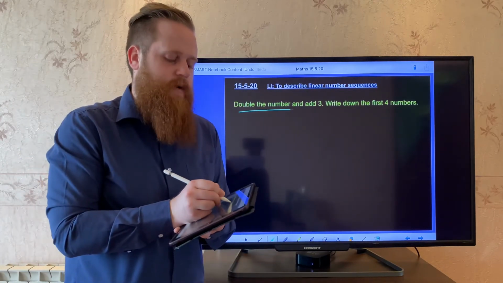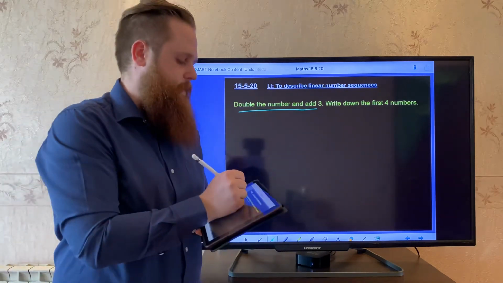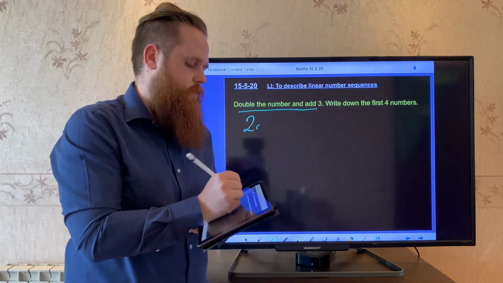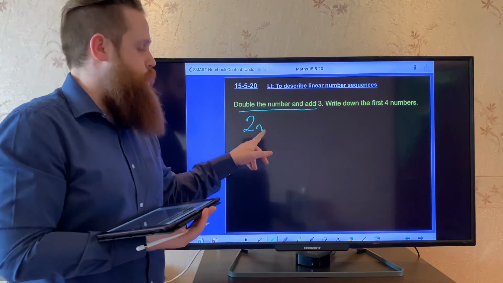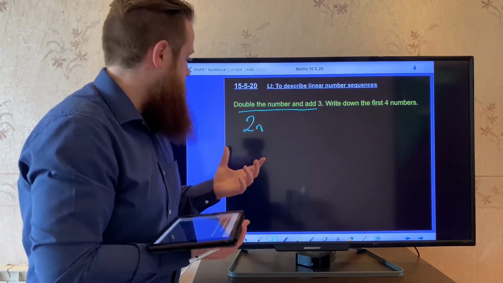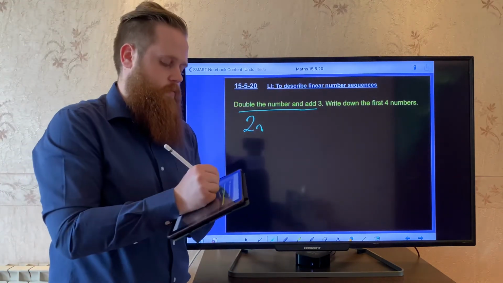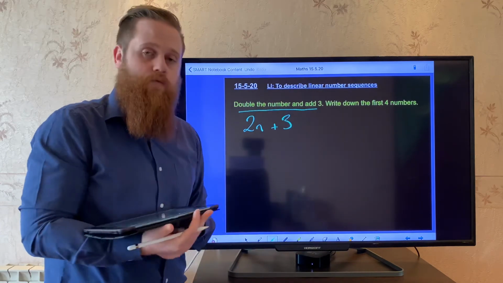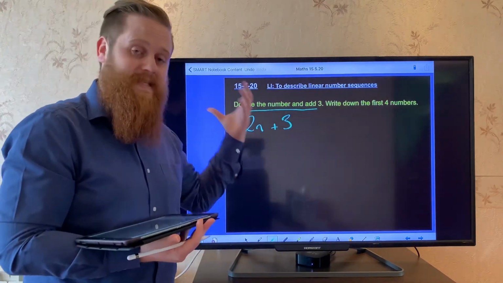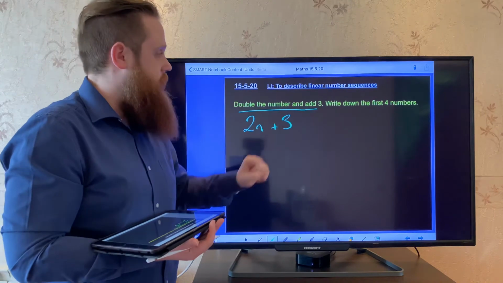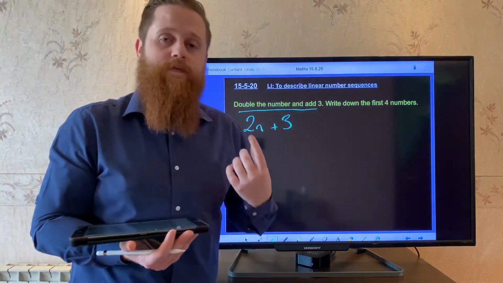So I'm going to write this down into a formula, okay? So double the number, so that's 2 times a number. Double the number, 2 times n, okay? And then add 3. There we go. There is my rule. That is my nth term. It is as simple as that. Double the number, add 3. Write down the first 4 numbers.